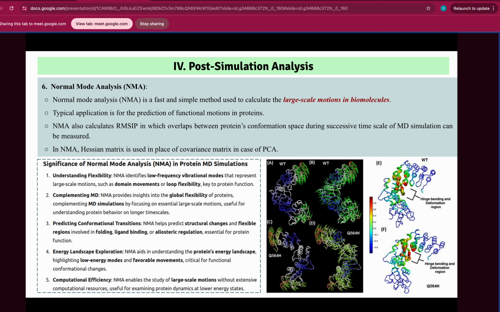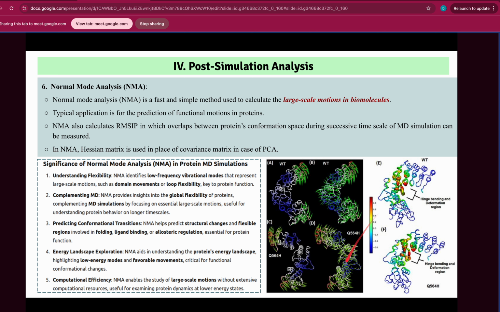nanoseconds, femtoseconds, picoseconds. In NMA, because we are focusing on the global, large scale motions, we are not that restricted to the femtosecond scale. We capture it at the level of, for example, microseconds, milliseconds. So the time scale is increased. If a bigger time scale is considered, then that will take less time than considering a small time scale. That's why it is computationally efficient, because it is focusing on the large scale motions.